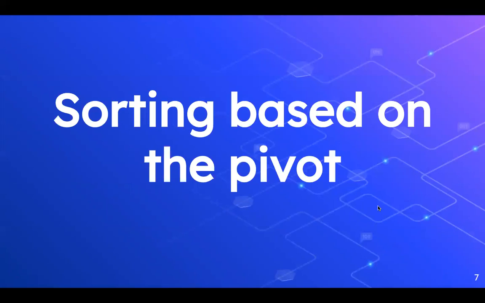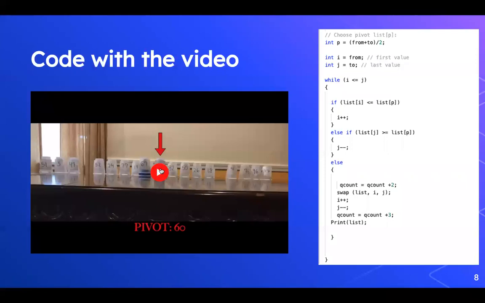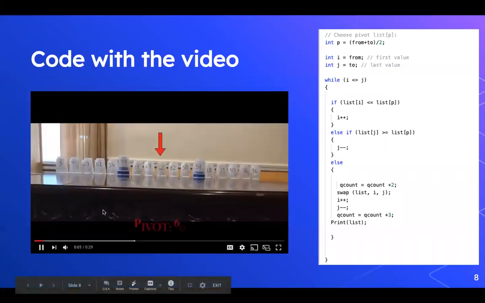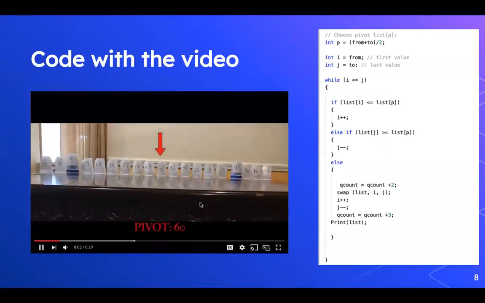Okay, so the next step is sorting based on the pivot number. So here is a cutout video. This is the part where they are sorting based on this pivot number.